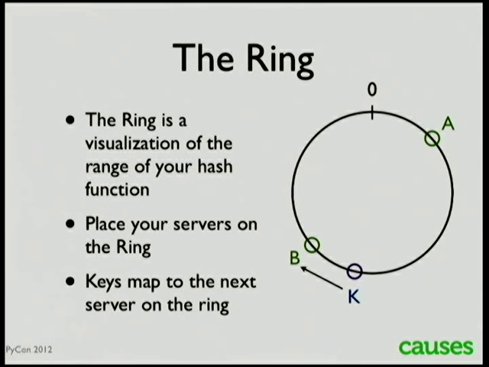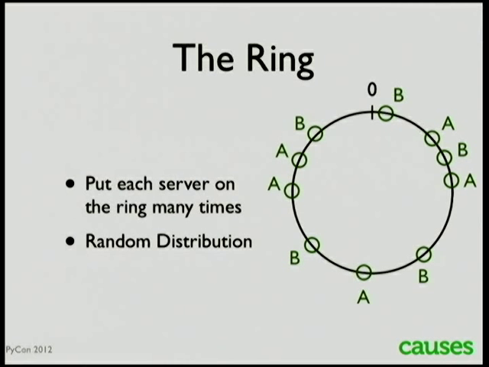So in this case, we've divided the distribution here in half, using one point on the ring for each server. But what we're actually going to do to make consistent hashing work is put each server on the ring many times. In this case, I've just illustrated it with 5 for ease of display. But in actuality, you could put each server on this ring hundreds of times. And this way, you get this kind of random distribution.